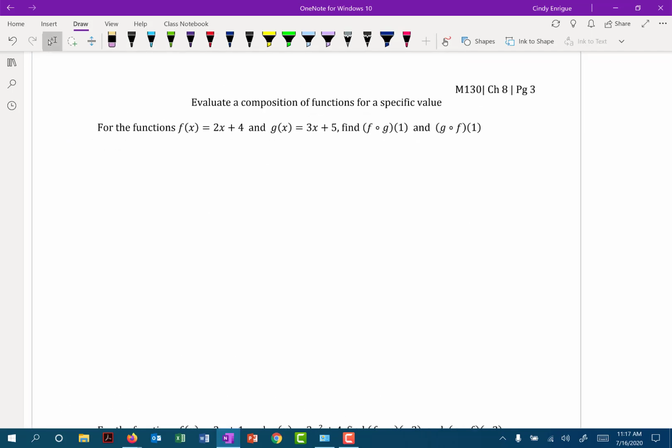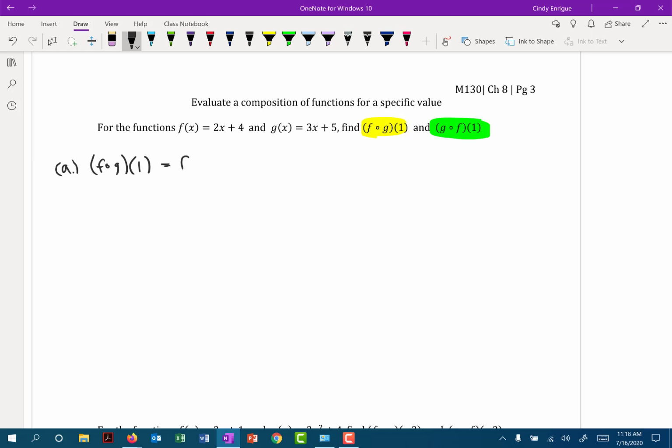So for the next part, it says that we have our two functions, f and g, and not only do they want us to find the composition, but they want us to find the composition with a value. So 1 is the value that we're going to plug in instead of that generic variable x. So I have my part A and my part B. So let's deal with the first part. Part A is asking us to find f composed with g with respect to 1.